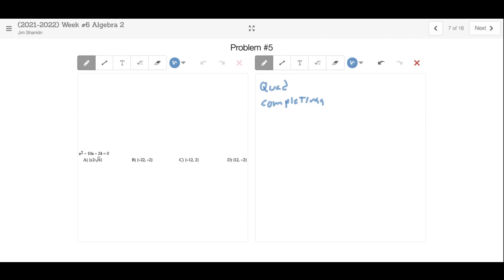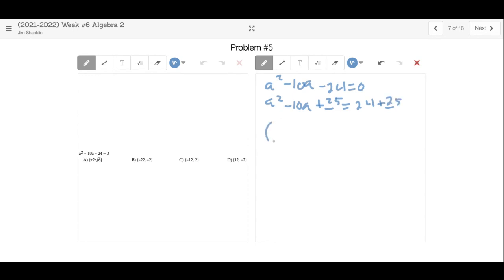Now, I'm going to do this problem. I'm going to do it two different ways. I'm going to do it by completing the square first. Okay, so I've got a squared minus 10a minus 24 is equal to 0. So I'm just going to rewrite this as a squared minus 10a plus something is equal to, and then I'm going to move the 24 over there, plus something. What am I going to add to both sides? Because I'm going to do the same thing to both sides. I'm going to add 25 to both sides. Half of 10 is 5. 5 squared is 25.